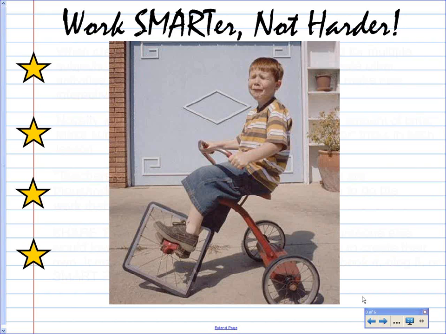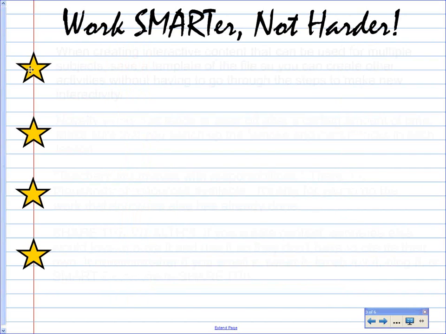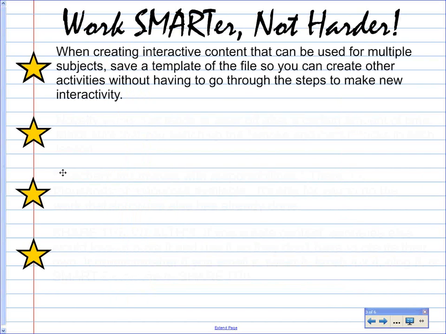Here's my image, and this is what I like to say, and what I've heard quite a bit: we need to work smarter, not necessarily harder. We can do this by doing a couple of things. The first is that when you create interactive content that can be used for multiple subjects, you should save that content as a template, and then go back to that template and change up the content so you can reuse all the interactivity you've put in place.